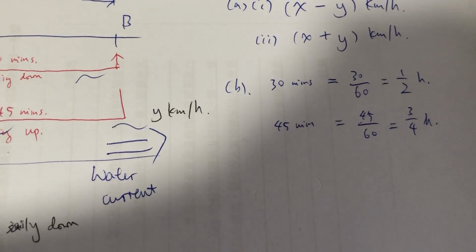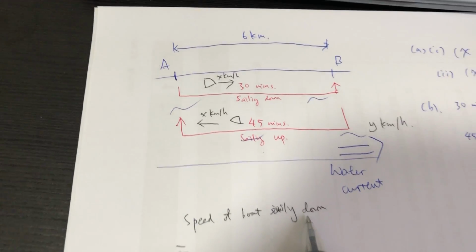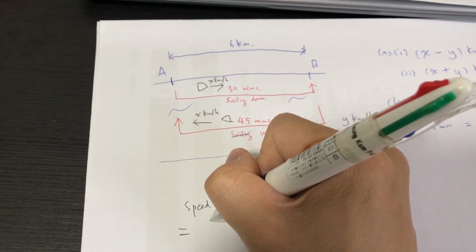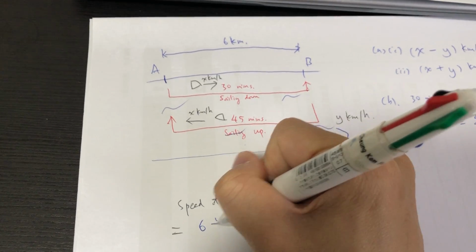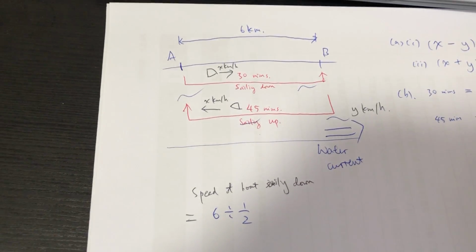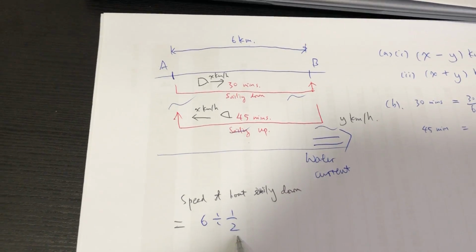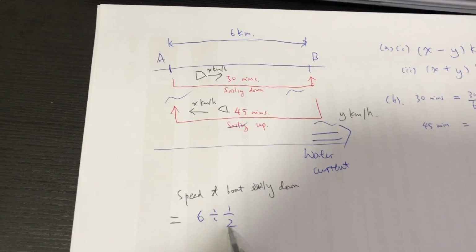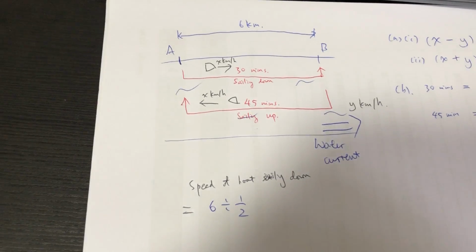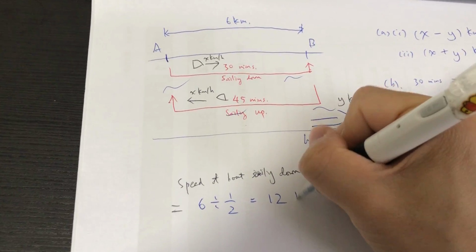Okay, so back to here, the speed of the boat sailing down should be 6 divided by 1/2. Because it is distance over time, that is speed, right? Distance over time. So we find that it is 12.